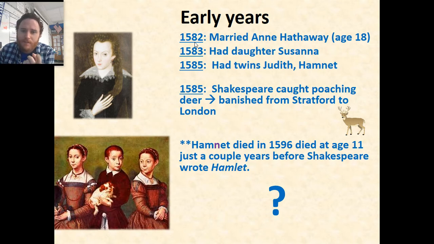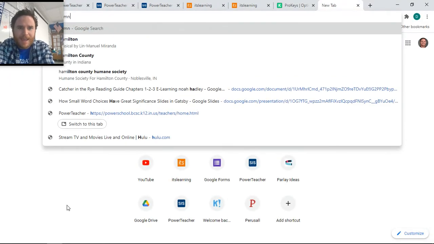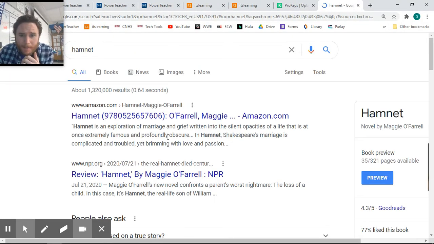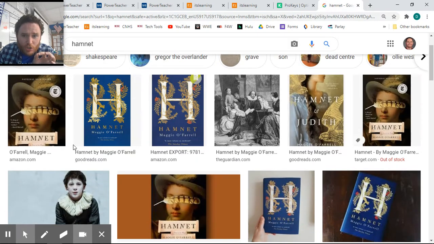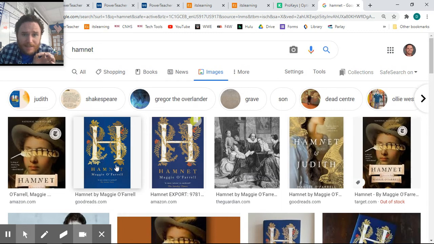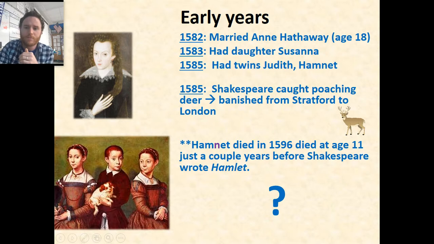And in 1585, Shakespeare was caught poaching deer. He was banished from Stratford to London. His son Hamlet died in 1596 at age 11, just a couple years before Shakespeare wrote Hamlet. And there is a new book that just came out last year that's called Hamlet. It's by Maggie O'Farrell, and it's pretty interesting because it tells like a fictionalized version of what they think young Hamlet's life was like. All right, it's pretty cool stuff. All right, check that out if you want to read more about it.